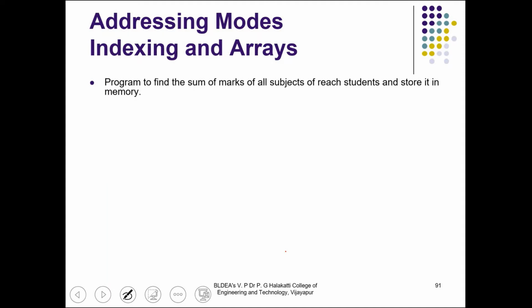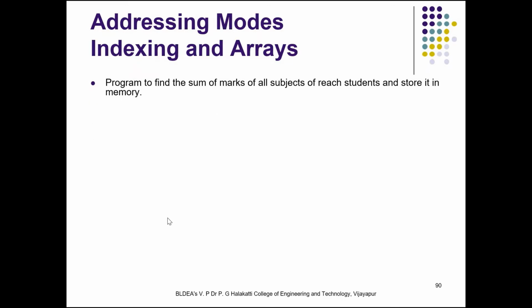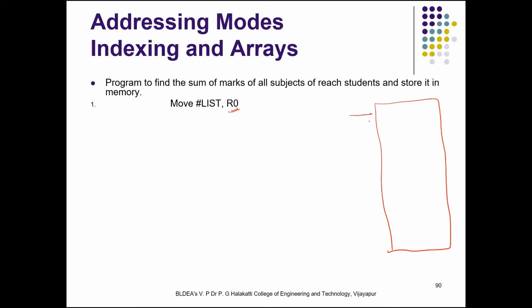Now let's see one program: a program to find the sum of marks of all subjects of each student, and store it in a memory location. In this program, I am going to use a register R0, which is going to point to the memory location called list. So R0 will contain the address of an array called list.